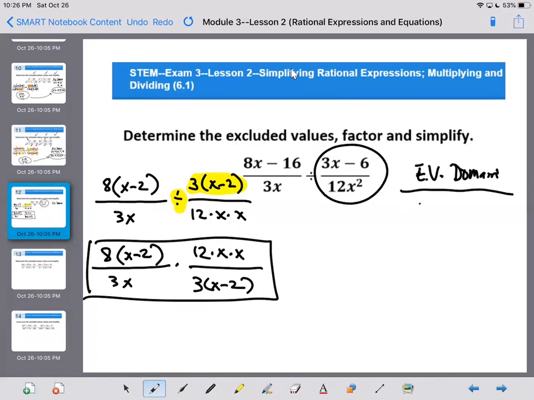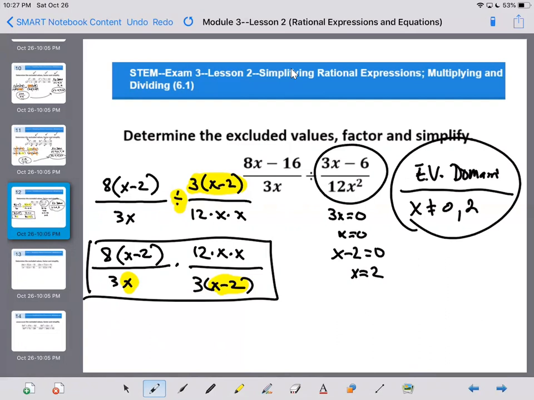So x cannot be... I'm looking right here. X cannot be 0 because you would take 3x and set it equal to 0 and notice that x is 0. And then you would also look here. But you're really just looking here at that expression. So that's x minus 2. So x is equal to 2. There's your domain, your excluded values of your domain.